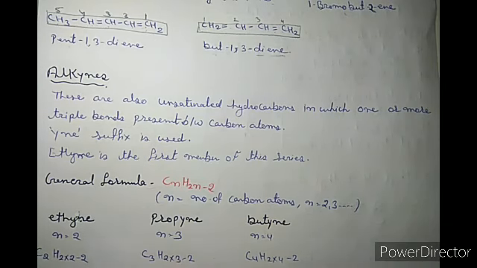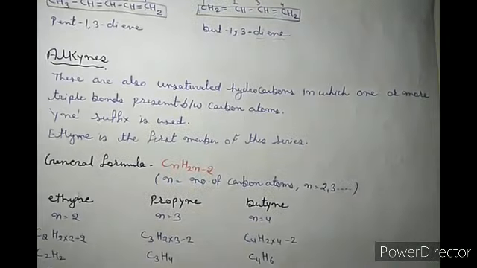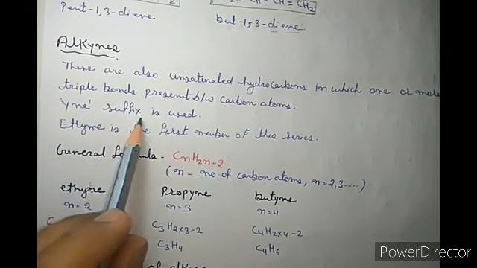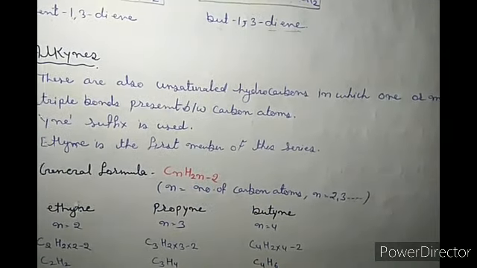Alkynes are those unsaturated hydrocarbons in which one or more triple bonds are present between carbon atoms. The suffix "-yne" is used for them. Got it?